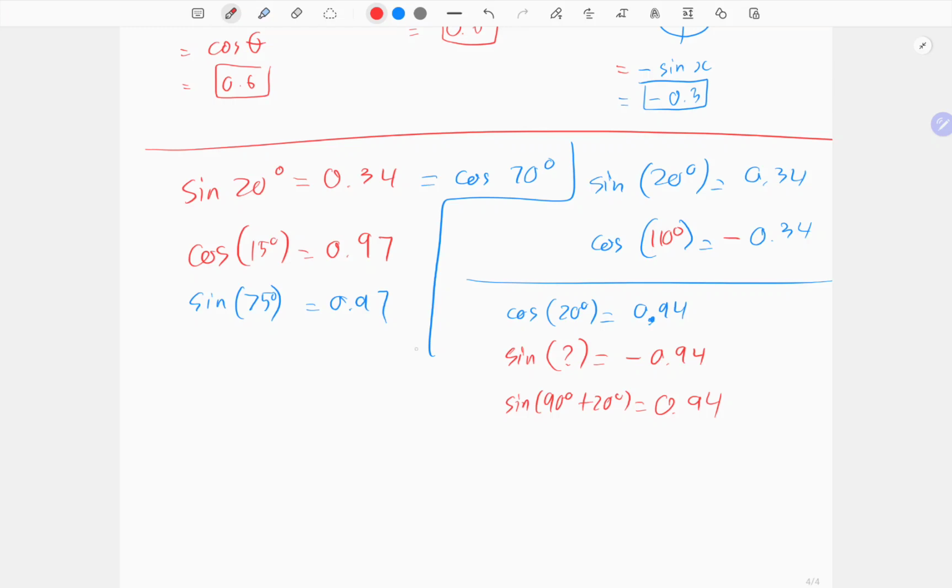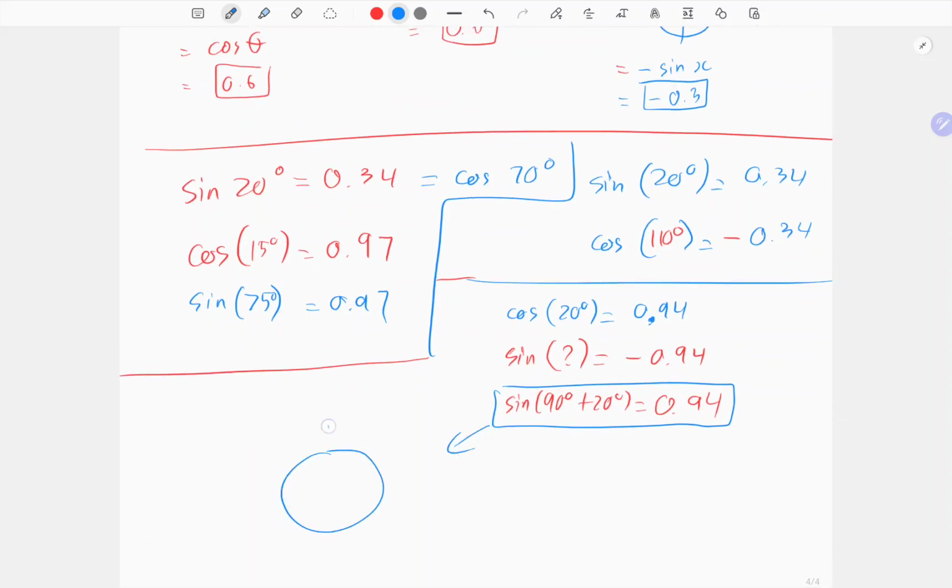Okay, I'll give you guys a hint. This question, you guys might need a bit of a hint. So based on this one here, sine 110 is 0.94, right? So this one means that in the unit circle, if you draw the angle 110, which is that one there, sine of that is 0.94. What angle would have the sine value negative 0.94?